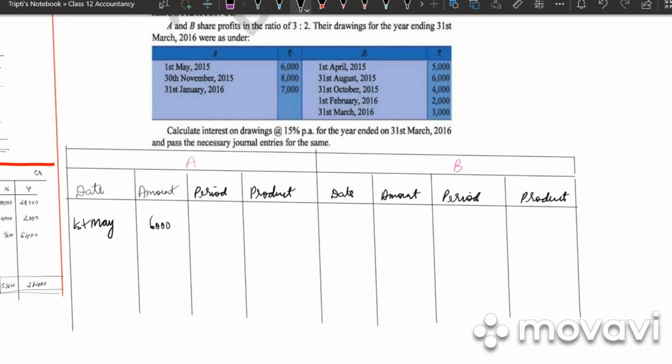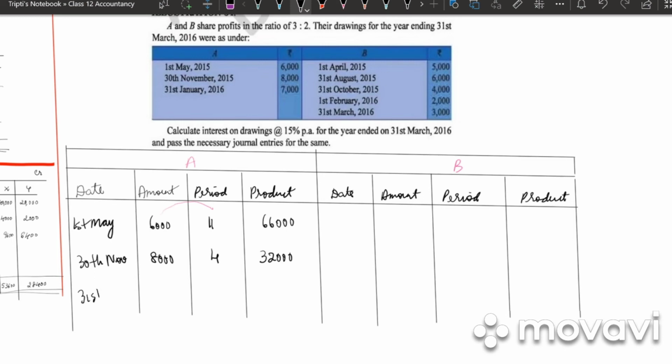So what will be the period? May, June, July, August, September, October, November, December, Jan, Feb, March, 11. So next we need to do 11 into 6,000. We get 66,000. Then they have given us 30th November, amount is 8,000. So months will be December, Jan, Feb, March, 4. 8,000 into 4 is 32,000.